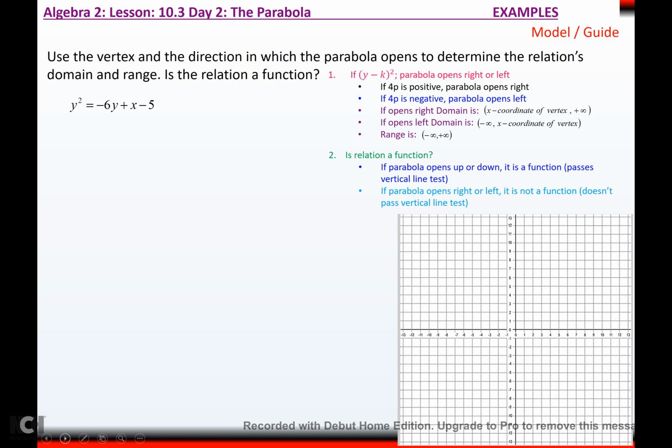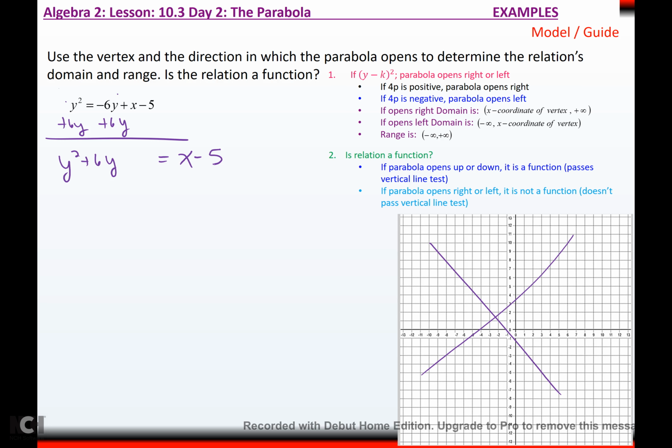Alright, so it says, use the vertex and the direction in which the parabola opens to determine the relation's domain and range, and is it a function? We don't even actually have to graph it. Alright? I've got y squared, so I'm going to put my square and my linear on the same side. So I'd have y squared plus 6y, sorry, my bad, I better not do that in my head. I'm going to move this over. So that's going to give me y squared plus 6y equals x minus 5.